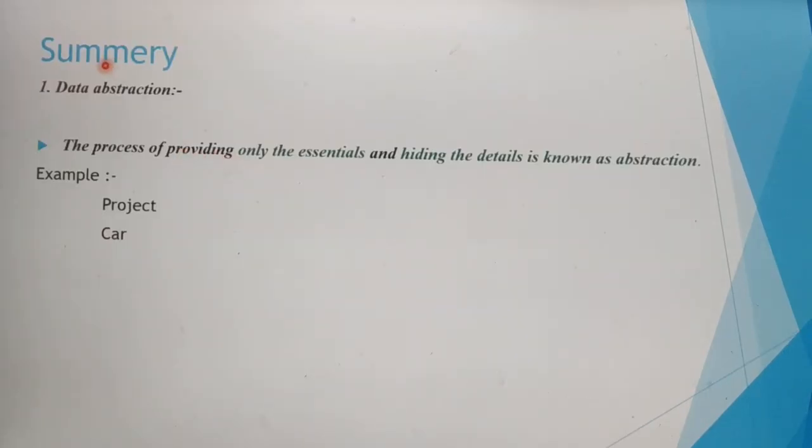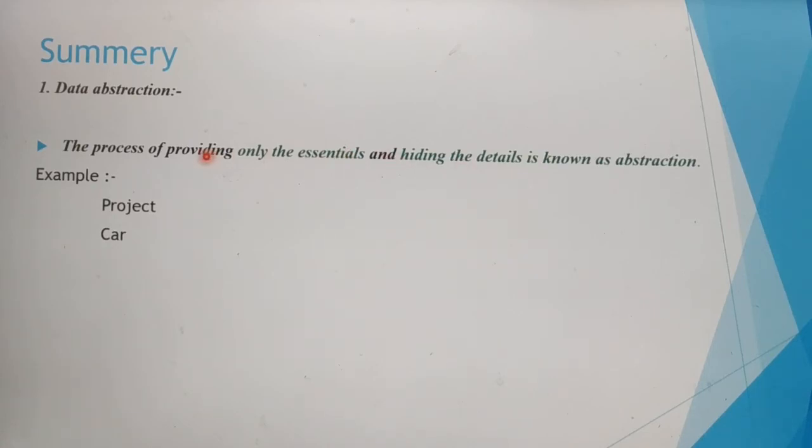Finally, we can see the summary of this topic. Here in this video, we have studied only about data abstraction. Abstraction means the process of providing only the essential features and hiding the details. Here we are not going to analyze the inner functionalities, how it is going to be implemented and how each and every part is going to work. The inner functionality is fully hidden from the user.